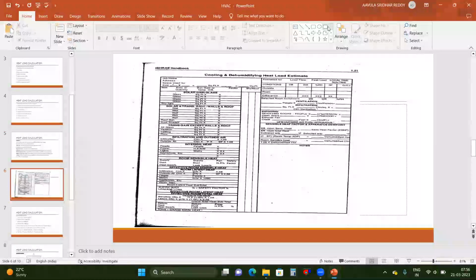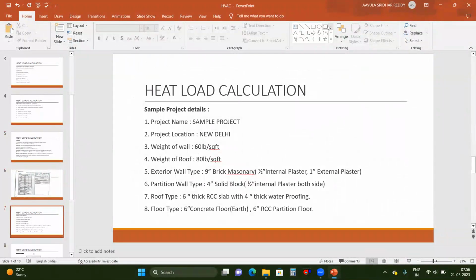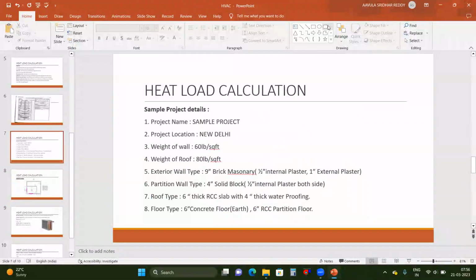So this is our heat load calculation sheet. I have taken this from the ISHRAE handbook. We'll do it first manually, and then we'll go to the Excel format, and after that we'll go to the HAP software, the Hourly Analysis Program. So this is a sample project. The project location is New Delhi. This is our example project. We are going to calculate the heat load. Okay.